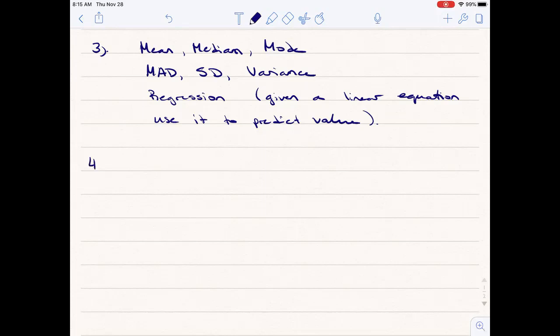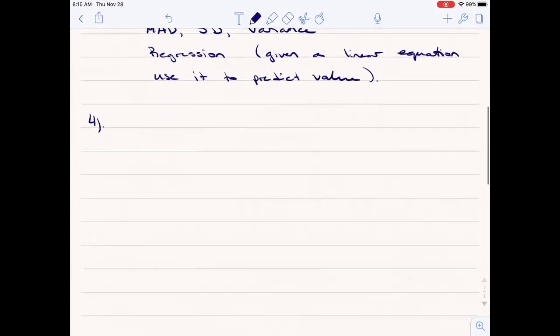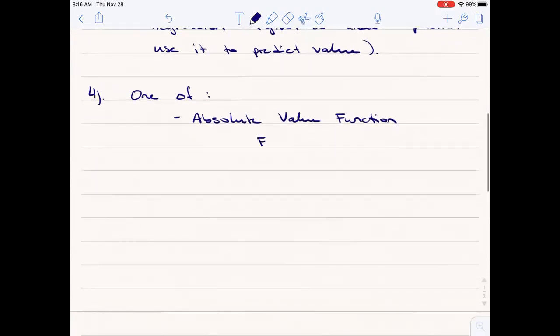So I'm going to put it as question 4 here, right? Because it's just one of these: one of an absolute value function, which has the form f of x is a times the absolute value of x minus h plus k, or at least if you put it into that form, you'll be able to easily find the vertex, the zeros, blah, blah, blah.